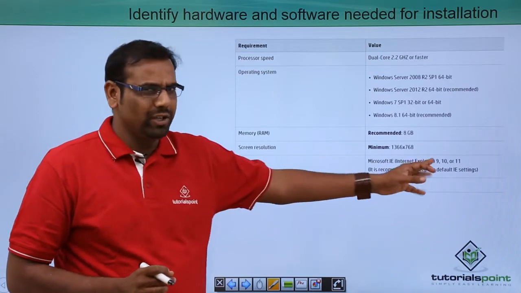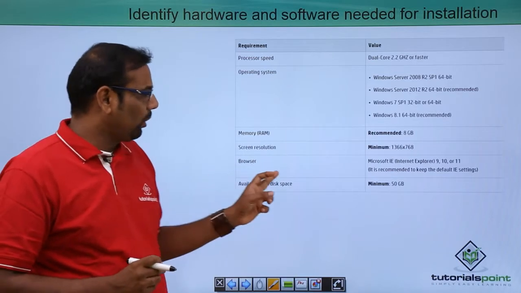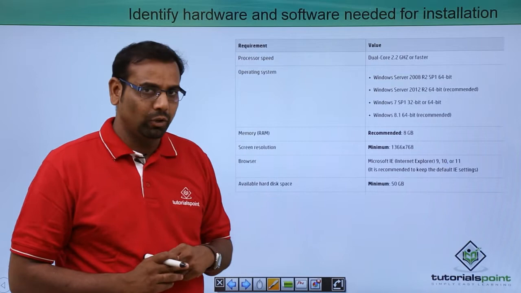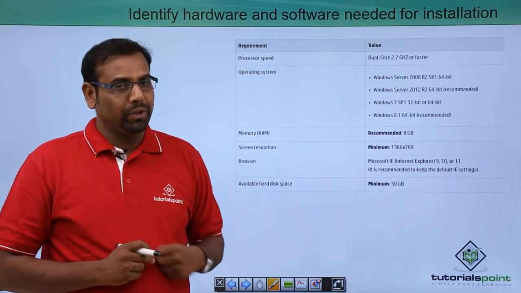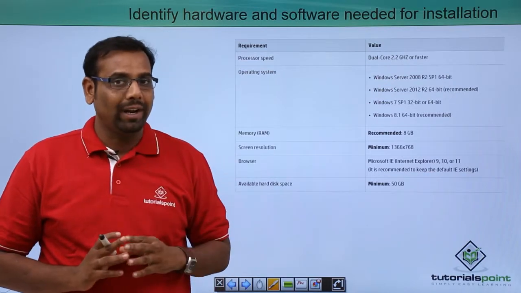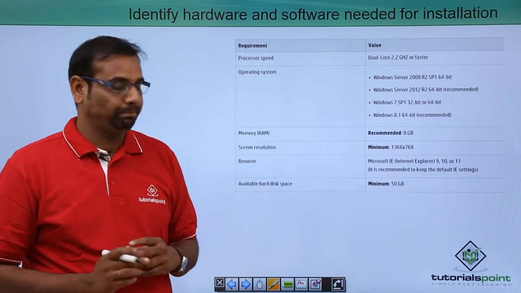And screen resolution, 1366 by 768 is okay. The browser, you have to use IE latest 9, 10 or 11, okay. And finally the hard disk should be minimum 50 GB. If your machine is having all of those, then you can download and install this LoadRunner onto your desktop or laptops.